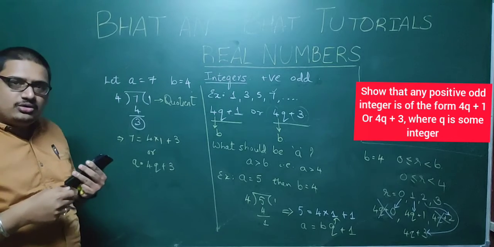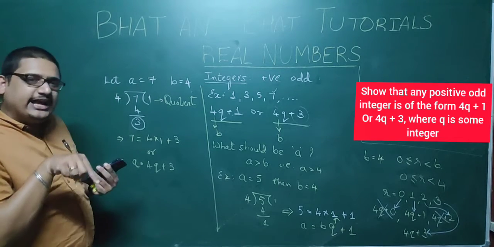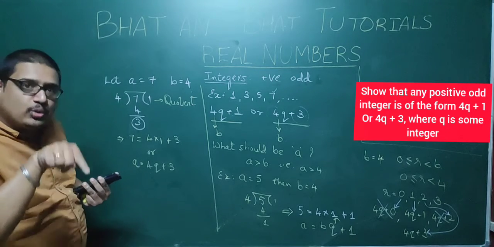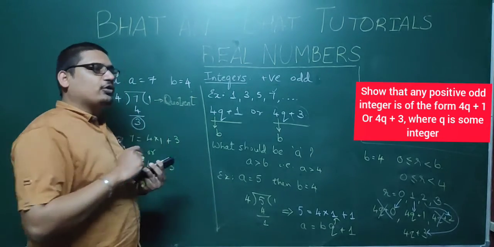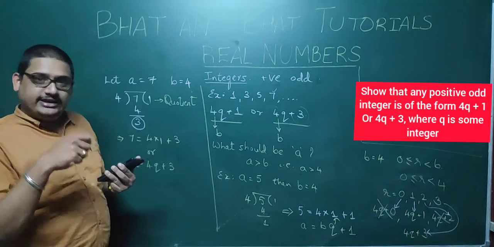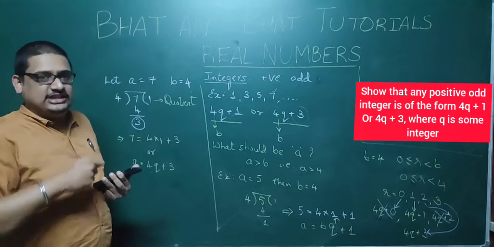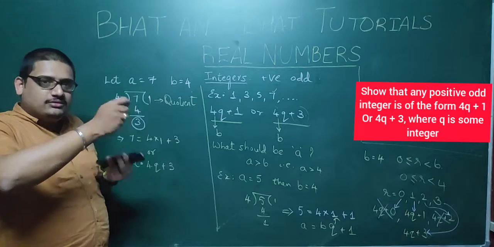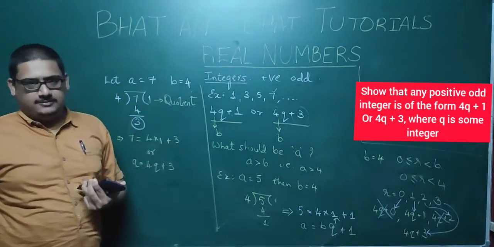So how will it continue? Alternately. You can observe after 7 comes 9. 9, when I represent it as 4 into 2 plus 1. Alternately, it will be 4q plus 1 or 4q plus 3. Go to 11. 4 into 2 is 8, 8 plus 3 is 11. So remainder is 3, so 4q plus 3. So alternately, the positive odd integers will shift between the 4q plus 1 and 4q plus 3 representation.